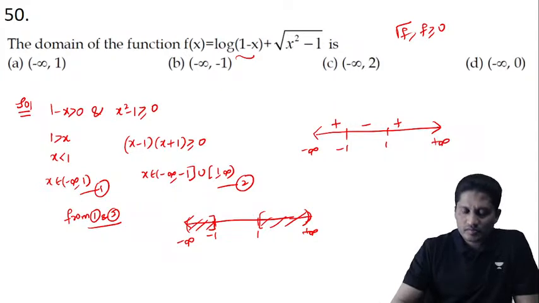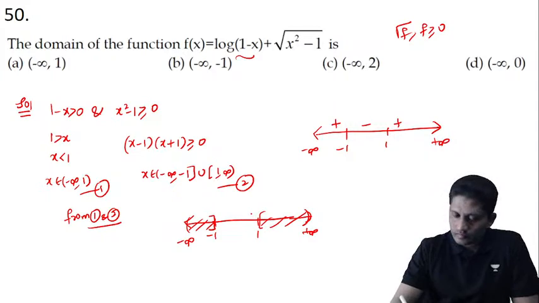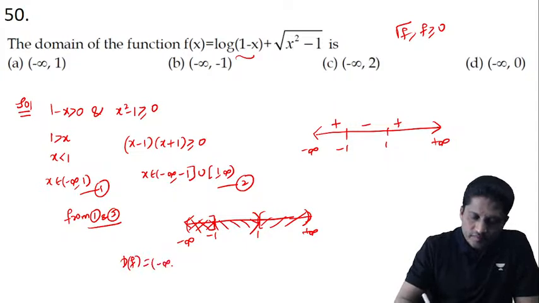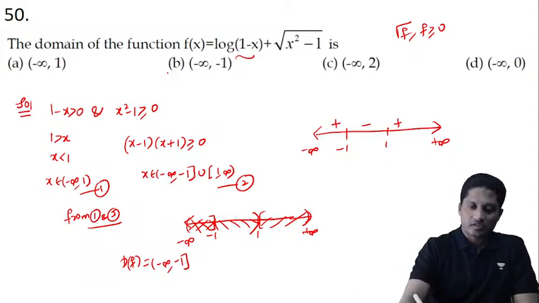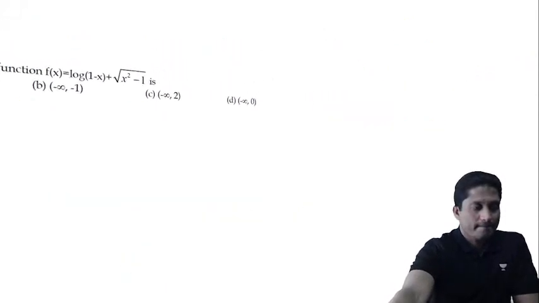Minus infinity to minus 1, union with 1 to infinity, and then this is the open interval minus 1 to infinity. That's right, like this only, na? So the domain of f is equal to minus infinity comma minus 1. Alright, an open interval is a subset of a closed interval. The answer is option B only. Let's move to the next question.